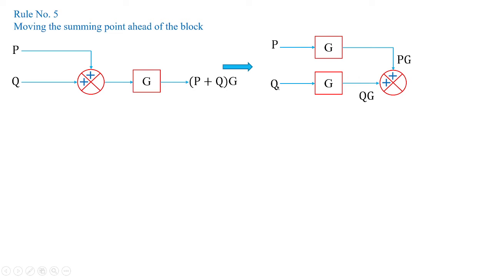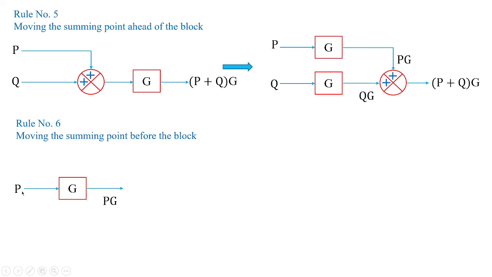Now another value Q multiplied with G becomes QG, and it is given as input to this summing point, and the parameter would be P plus Q of G. Now you see this summing point is moved after the block G, and when this is done, it gets multiplied. So unlike in the case of rule 3, when the summing point is moved from left towards right, in a branch point it gets divided, whereas in a summing point, it gets multiplied. Very important rule.